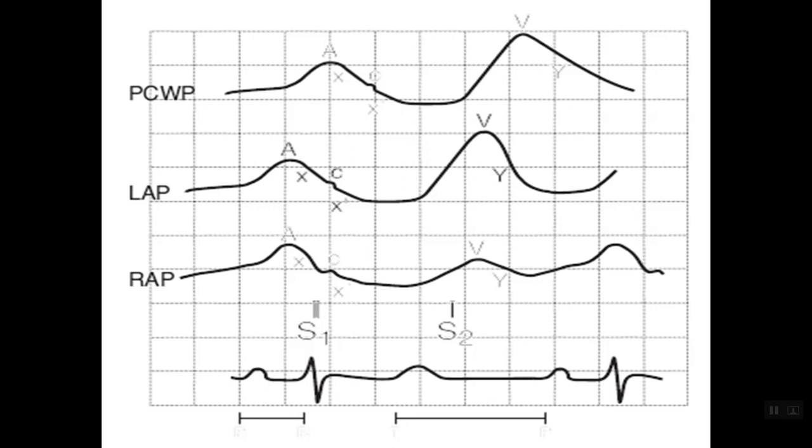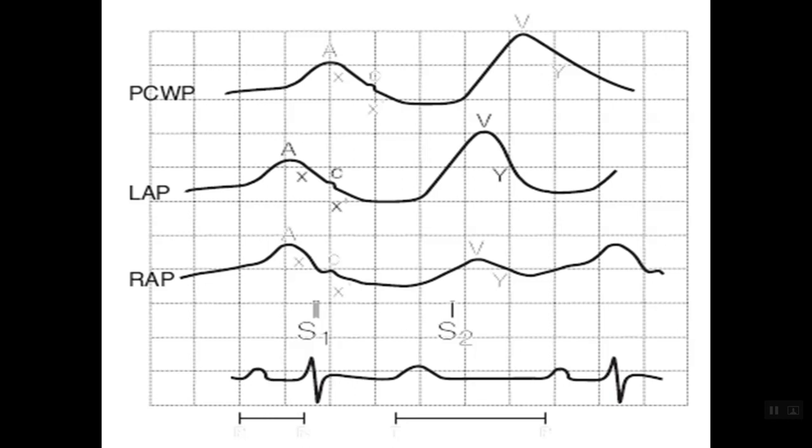Pulmonary capillary wedge pressure is a reflection of the left atrial pressure, so the V wave is the highest. In the right atrial pressure below, the A wave is the highest. Always remember this. We told you the mean of the right atrial pressure is 3 to 5 millimeters mercury. What's the mean of the left atrium? Nine to 11, 10 to 12, and it has to be a little bit higher than the end diastolic pressure of the left ventricle, because you need the blood to go forward.